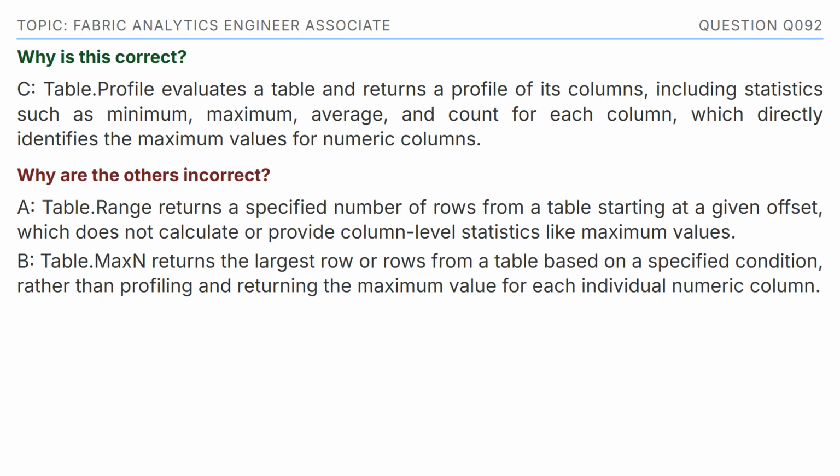Why are the others incorrect? A. Table.Range returns a specified number of rows from a table starting at a given offset, which does not calculate or provide column-level statistics like maximum values. B. Table.MaxN returns the largest row or rows from a table based on a specified condition, rather than profiling and returning the maximum value for each individual numeric column.